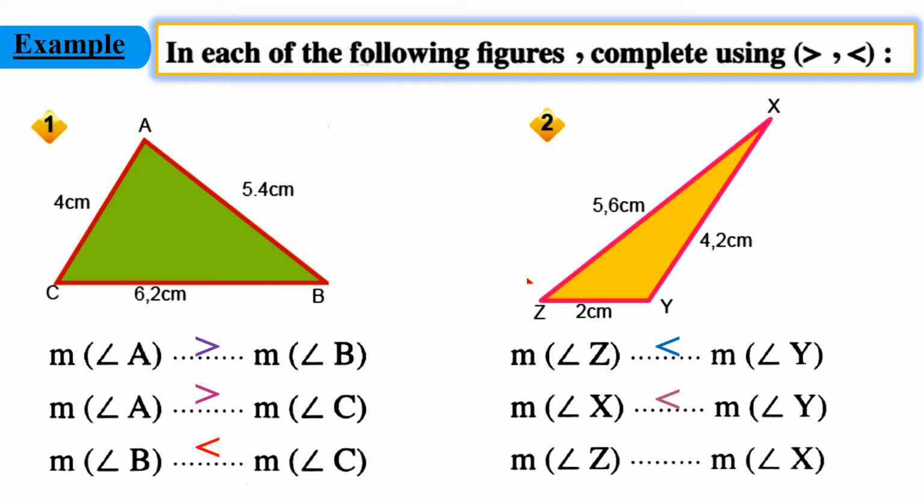Okay, the last one here, measure of angle Z is opposite to side XY, which is equal to 4.2. Measure of angle X is opposite to YZ, which is equal to 2 centimeters. So which is greatest? Measure of angle Z is greater than measure of angle X.